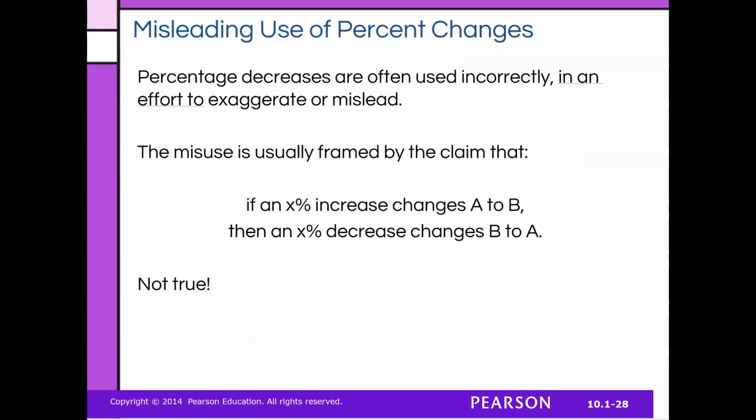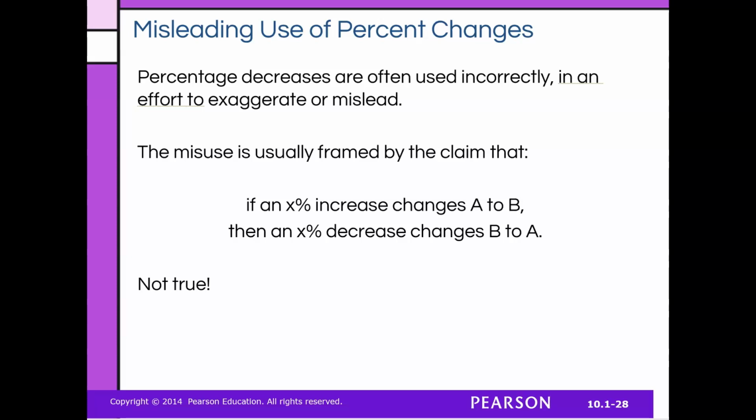Percentage decreases are often used incorrectly in an effort to exaggerate or mislead. The misuse is usually framed by the claim that if an X percent increase changes A to B, then a decrease will change B to A. That's not true. They're not inverted in that capacity.